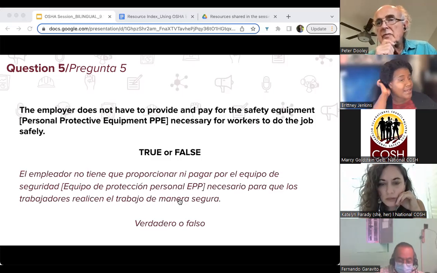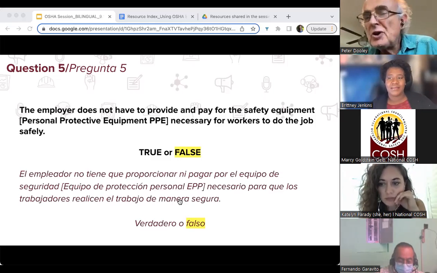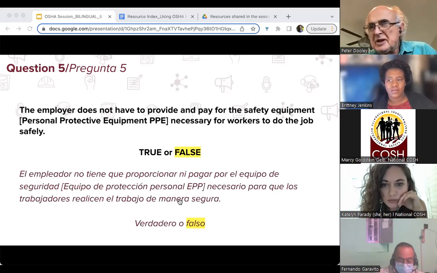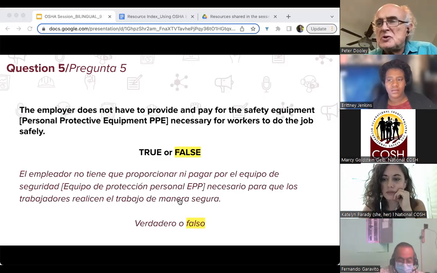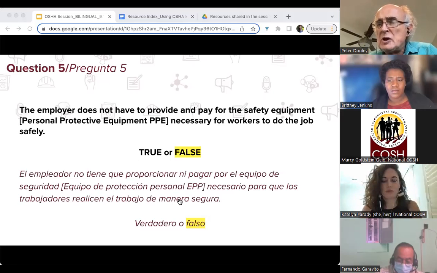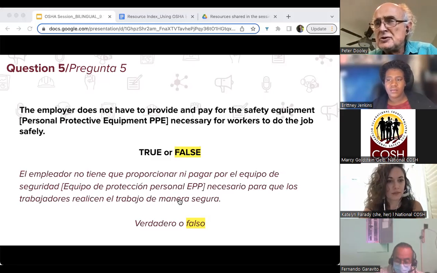And we can go to the next slide with the answer. So nothing could be further from the truth than this statement. Because employers absolutely have to both provide and pay for safety equipment that's necessary to get the job done. But it's even more than that, because the requirements under OSHA require the employer to eliminate the hazards whenever it's feasible.